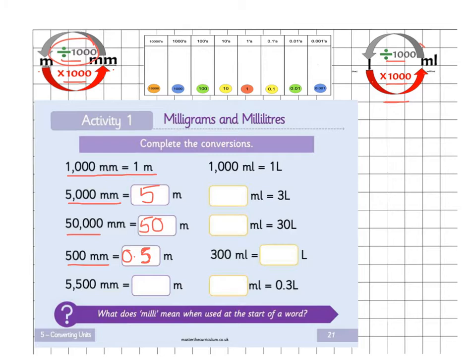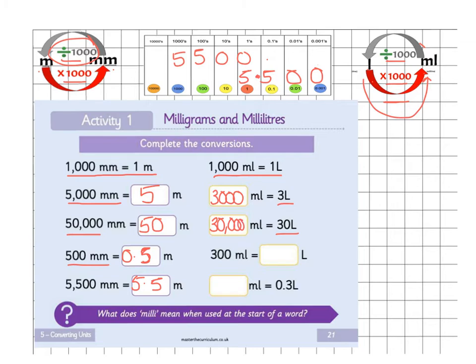So we write in 5,500. We're dividing by 1,000. 1, 2, 3, and we get 5.5 metres. And do exactly the same over here. So 1,000 millilitres is 1 litre. So 3 litres. So now we're going from litres to millilitres. We need to times by 1,000. Would be 3,000 millilitres. 30 litres multiplied by 1,000 would be 30,000 millilitres.